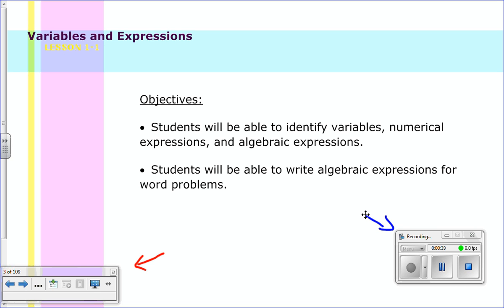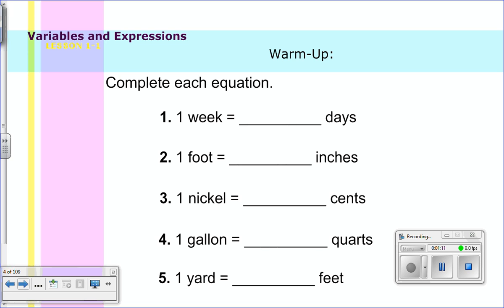All right, now that we went through some of the basics, I'm going to go ahead and get started with today's lesson, and that is lesson 1-1 on variables and expressions. With this lesson, we have two main objectives. First, you should be able to identify variables, numerical expressions, and algebraic expressions. And two, you should be able to write algebraic expressions for word problems. Now, it's okay if you don't know what those words mean yet, because by the end of this lesson, you will.